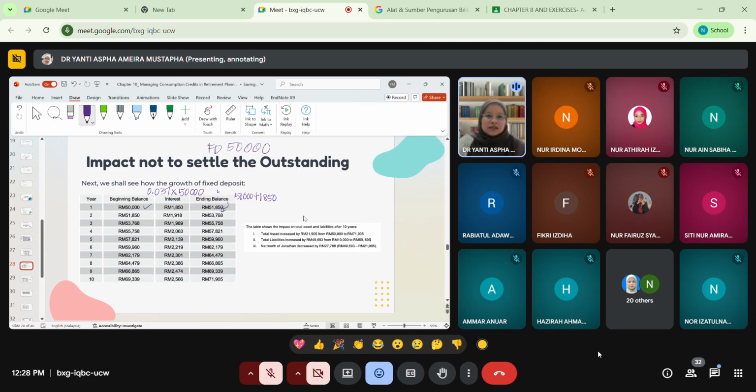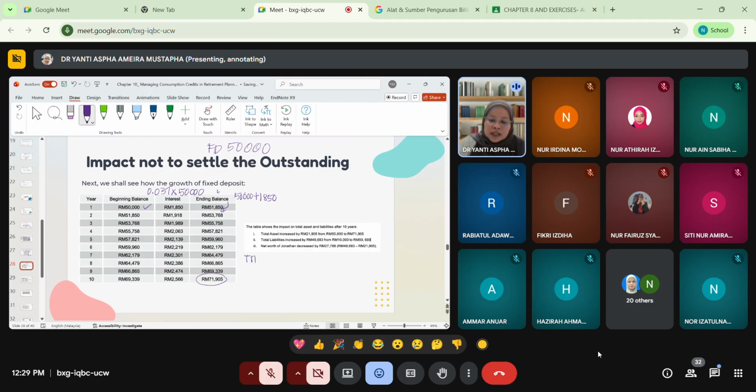Alright, so 5185. And you go on to find the second year. Just this also ballooning up lah. But the increase is not as big as the credit card. Right, so at the end of 10 years, the person's total asset becomes 71,905.